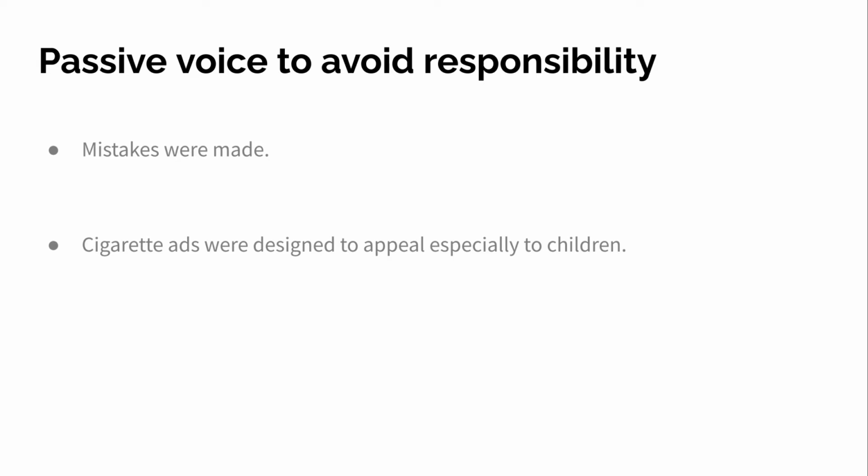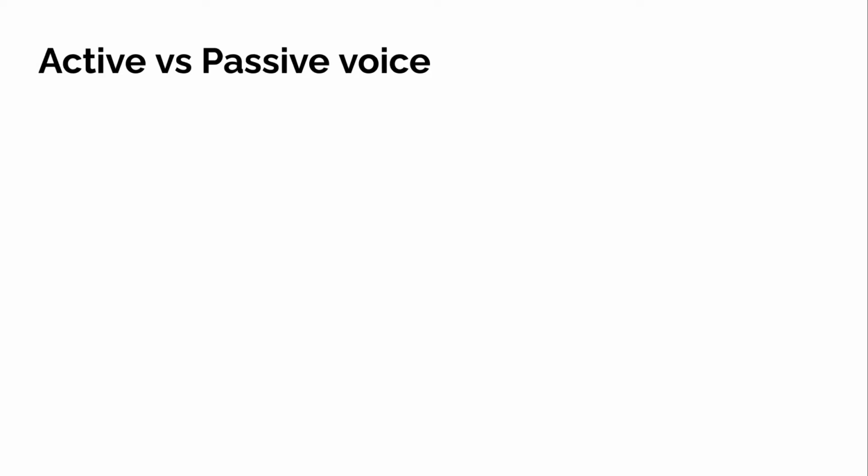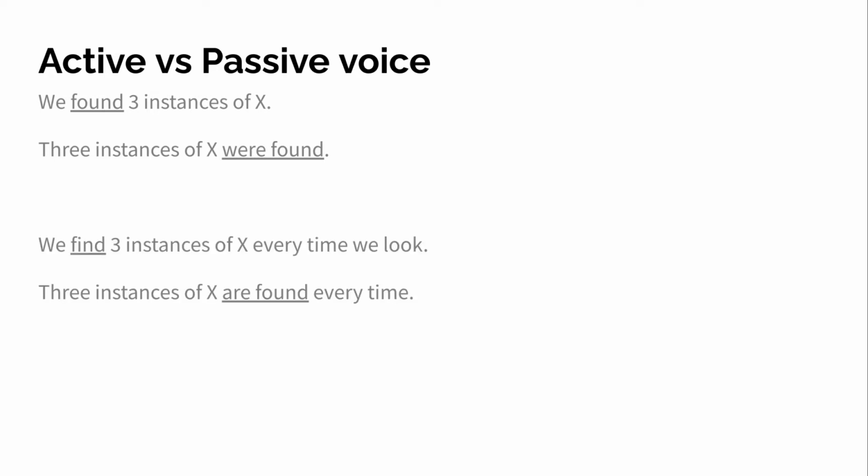Now that we've talked about when to use the active and passive voice, let's look at what they both look like in 3 different tenses that you'll be using often, just as a little review. The past tense, the active voice, we found 3 instances of X. The passive voice, 3 instances of X were found. Now the present tense, the active voice, we find 3 instances of X every time we look. And now the present tense, the passive voice. 3 instances of X are found every time we look.